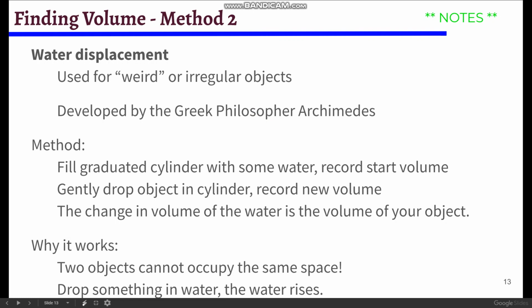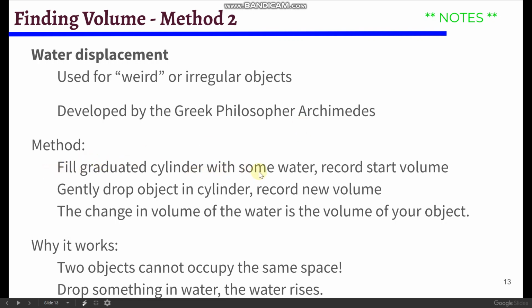He was going to take a bath, and he sat down in the bath, and he saw that the water level rose. The way the story goes is he started running through the streets naked, yelling, "Eureka! Eureka!" which means, "I have found it! I have found it!" The idea being that he figured out that when he sat down in the bath and the water level went up, he could use the difference in water level to figure out the volume of an object.